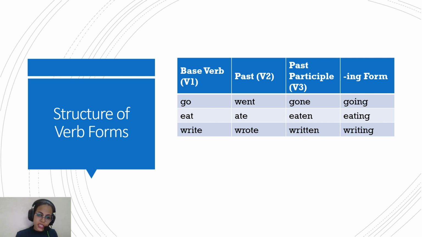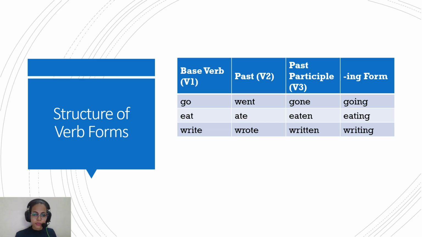So go is the base form of verb. In past it becomes went. Past participle it becomes gone, and ing form, as the name suggests, just add ing. So it becomes go, went, gone, going. Similarly, for eat, in the base form, it is eat. For the past, it becomes ate. And for the past participle, it becomes eaten. And in the ing, it becomes eating. Similarly, write, wrote, written, writing.